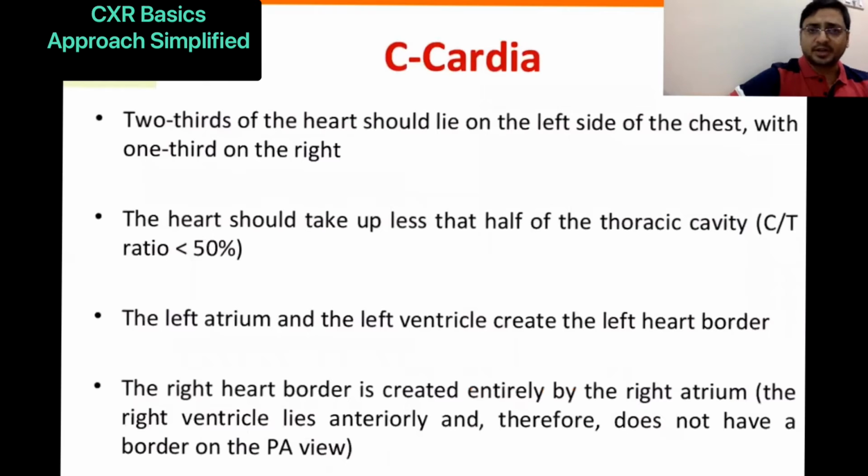Coming to C for cardia, two-thirds of the heart should lie on the left side, as we all know, and one-third on the right. So the heart should take up less than half of the thoracic width, and the cardiothoracic ratio should be less than 50%. Otherwise, we call it a cardiomegaly.